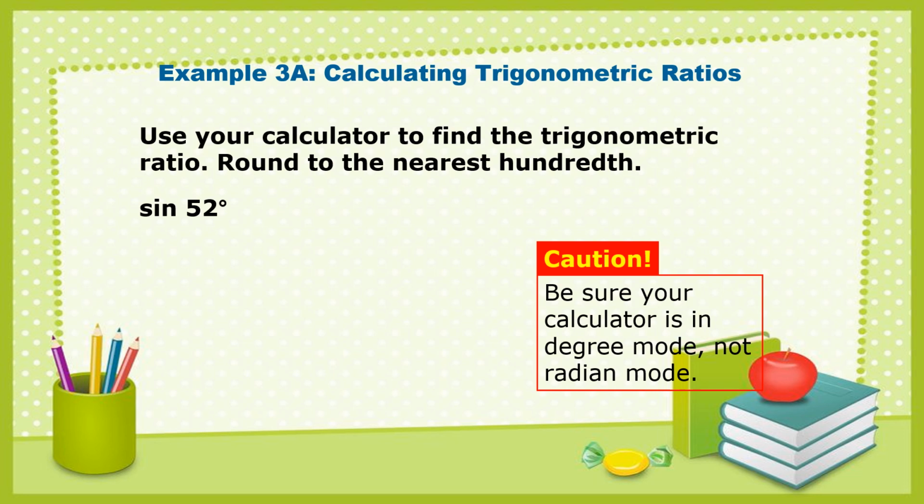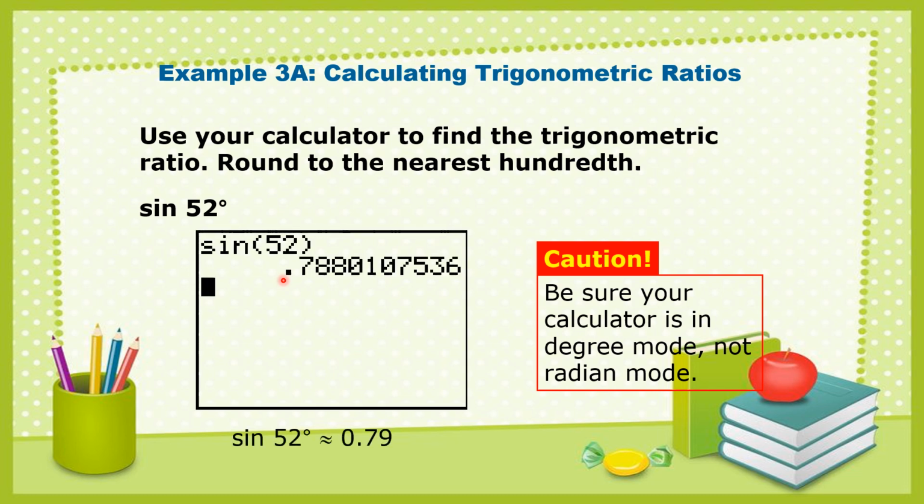Using our calculator to find the trigonometric ratio, you need to round to the nearest hundredth. Be sure your calculator is set to degree mode, not radian mode. When you look at your calculator, there should be a letter D at the top, or it says DEG. This means your calculator is in degrees mode. So we need to find sine 52 degrees. What is sine 52 degrees? Press the sine key on the scientific calculator, then 52, and then equals. The answer you should get is 0.79.